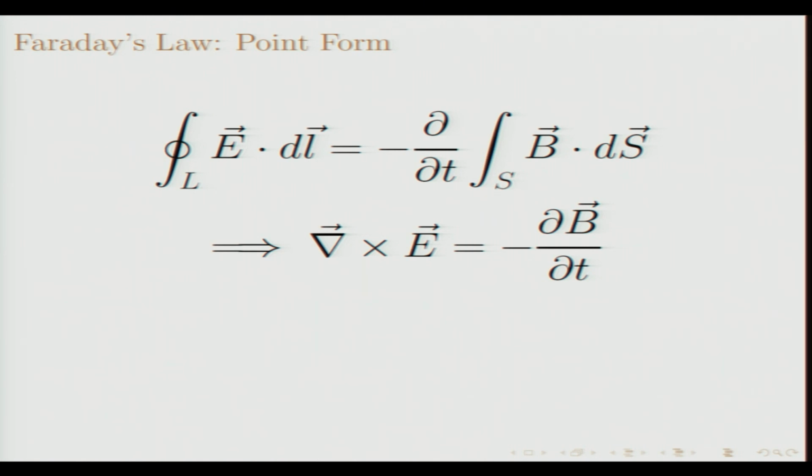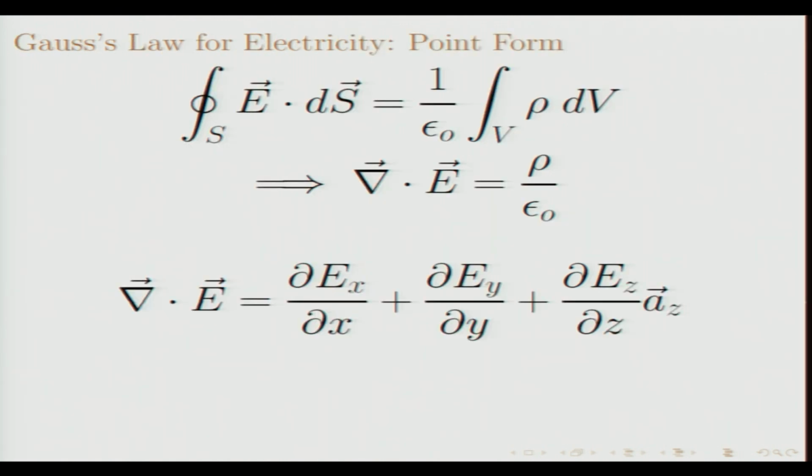In fact, you can show that you can obtain similar laws for Gauss's law of electricity, a similar point form of Gauss's law of electricity. So, it turns out that Gauss's law of electricity in the integral form is nothing but, in the point form, the divergence of E is equal to rho by epsilon. Rho is the charge density, epsilon naught is the permittivity, and therefore, what we have is essentially a neater and a differential expression for Gauss's law of electricity.